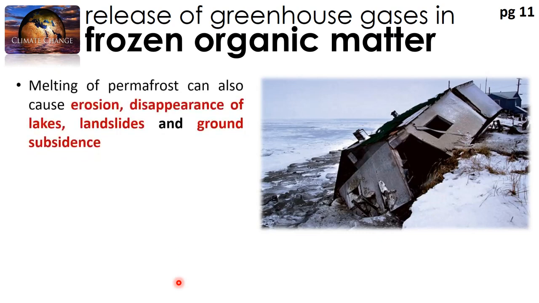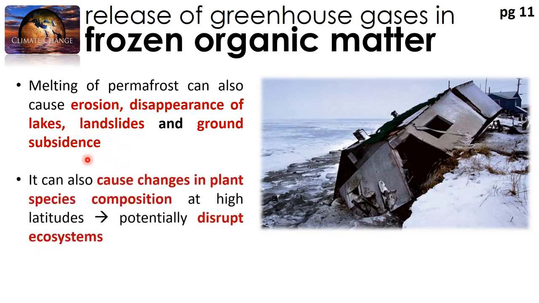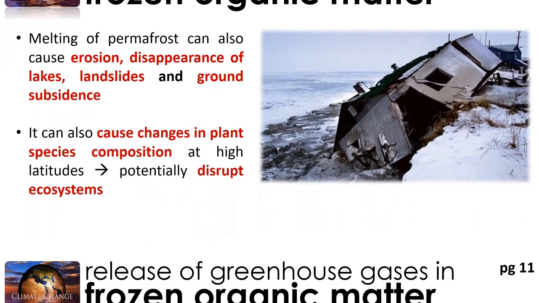Now, the melting of permafrost has other bad consequences. It can also cause land erosion, the disappearance of lakes, landslides, and ground subsidence. It can also cause changes in plant species composition at high latitudes, because of the organic matter and the nutrients that it contains. So it can also potentially disrupt ecosystems.